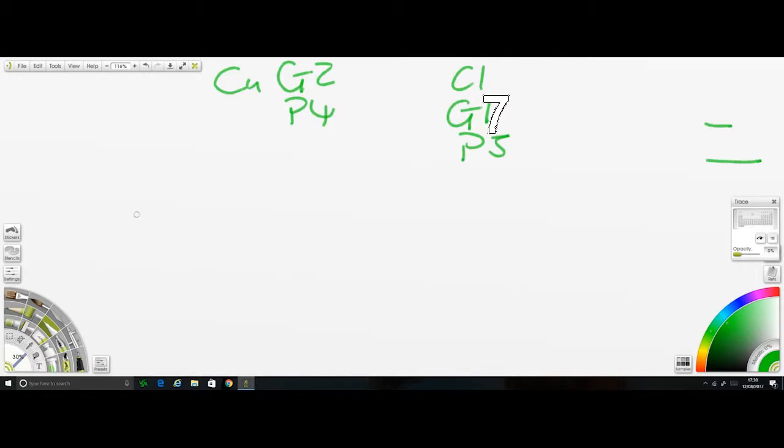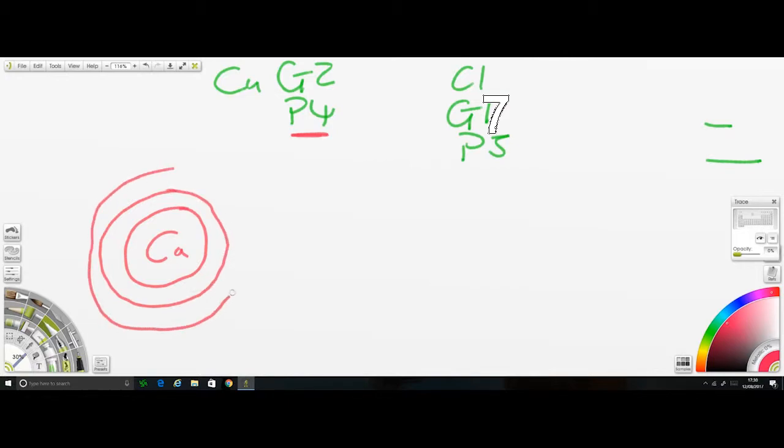Okay, so the answer to this question is, well, number 1, I'm going to draw out calcium. I'm going to draw out the electronic structure for calcium. So it's in period 4, that means it's going to have 4 electron shells. So calcium 1, 2, 3, and 4.